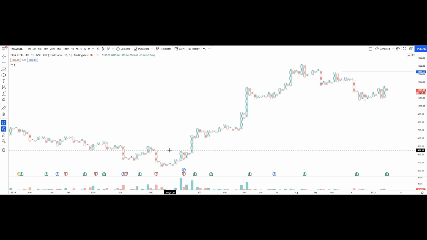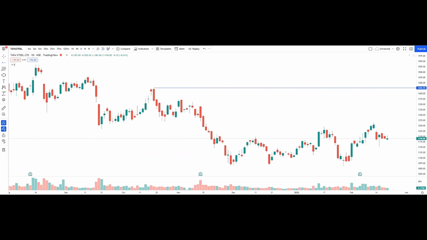Now let us see the candlestick chart and candles. This is a candlestick chart.